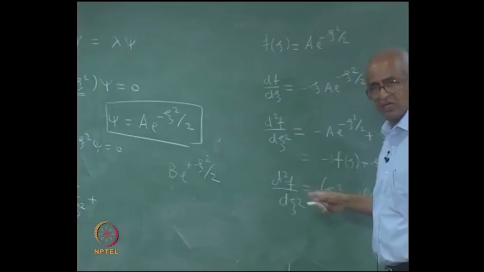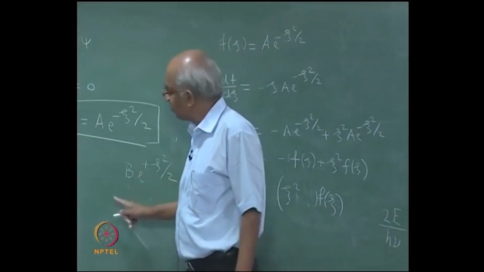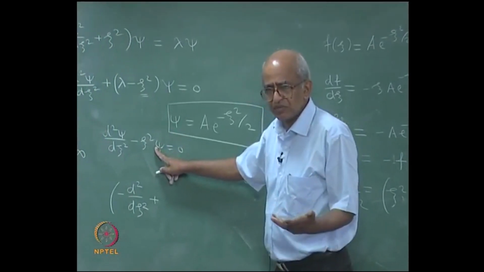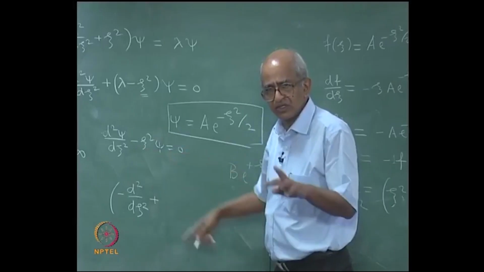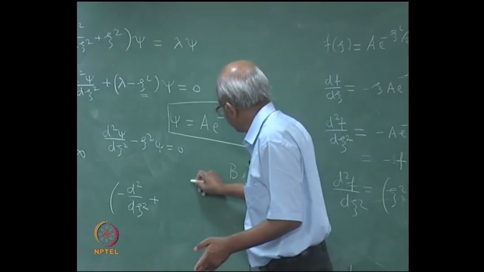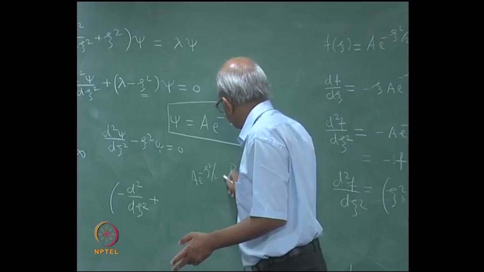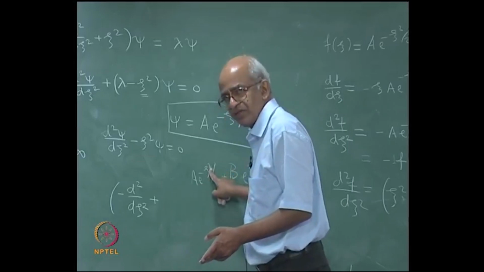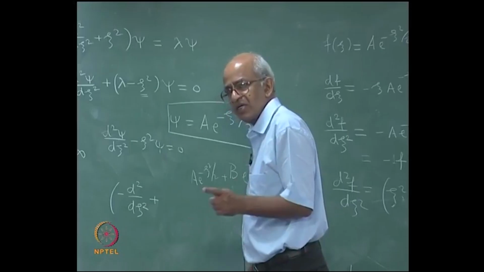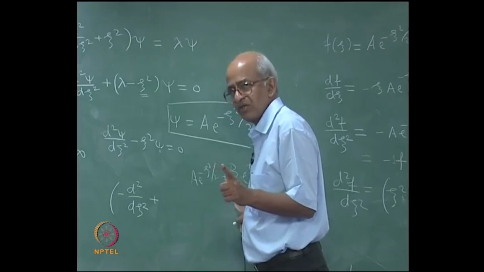The same procedure, differentiate it 2 times, you will find that this also satisfies the same differential equation. Not surprising, because this is a second order differential equation, there should be 2 independent solutions. So, the most general solution in the asymptotic region will be a combination of these two, a into e to the power of minus c square by 2 plus b into e to the power of plus c square by 2. But then having seen that, what will you say? Is this an acceptable solution?